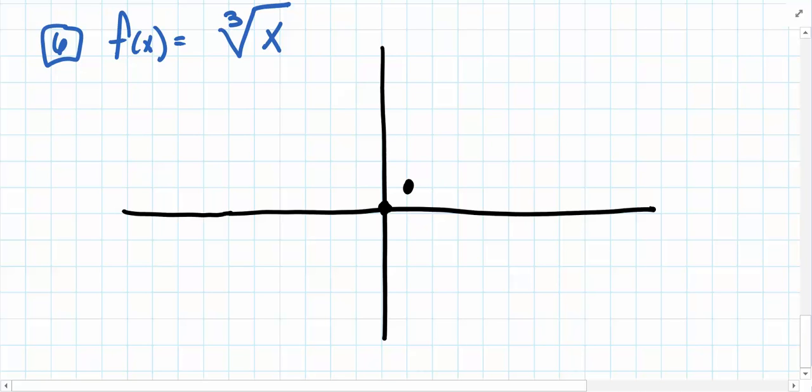Negative 1, very good. So, does this graph look like this? No, silly. Look at what's the next easiest cube root you can think of? Very good. So 1, 2, 3, 4, 5, 6, 7, 8. The cube root of 8 is 2. And then the cube root of negative 8 is also, so 1, 2, 3, 4, 5, 6, 7, 8, negative 2. There we go. So this graph, the parent graph, looks like this.